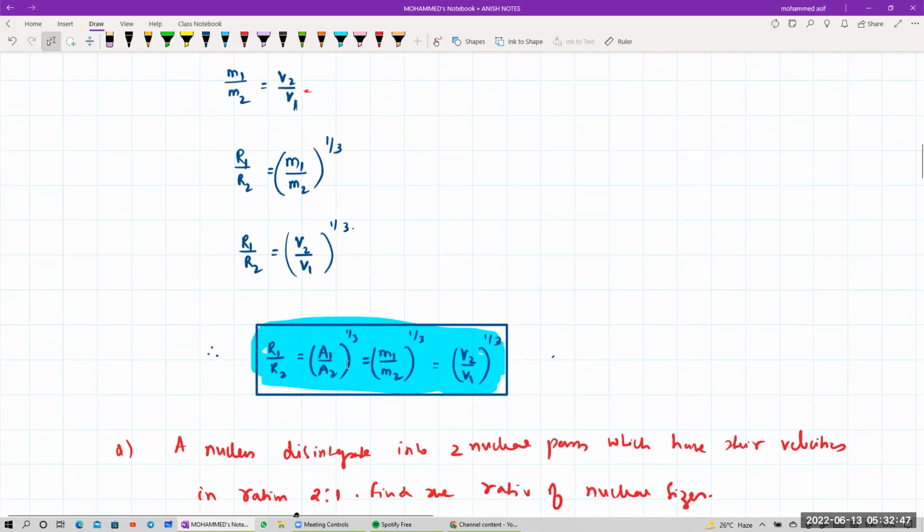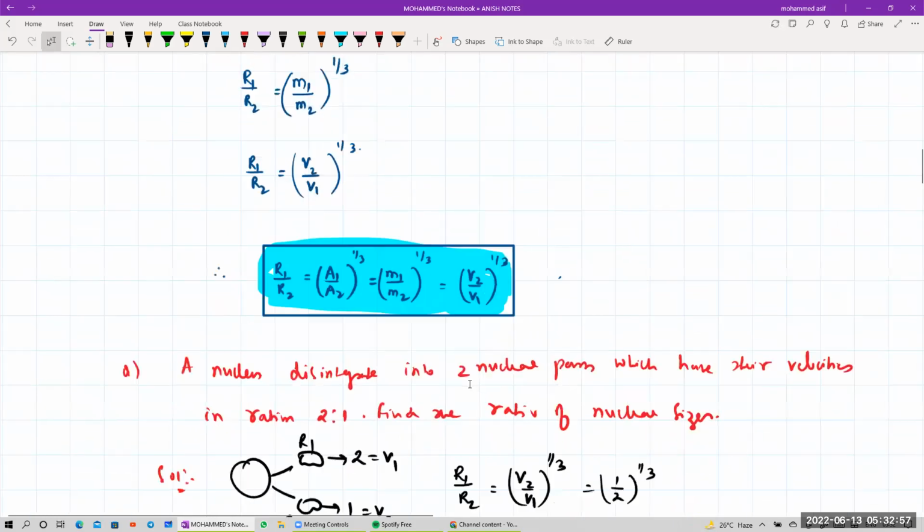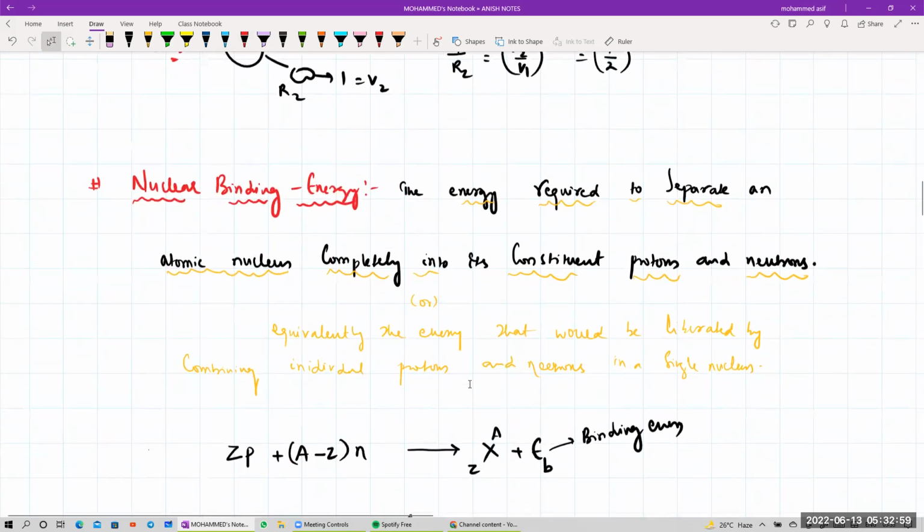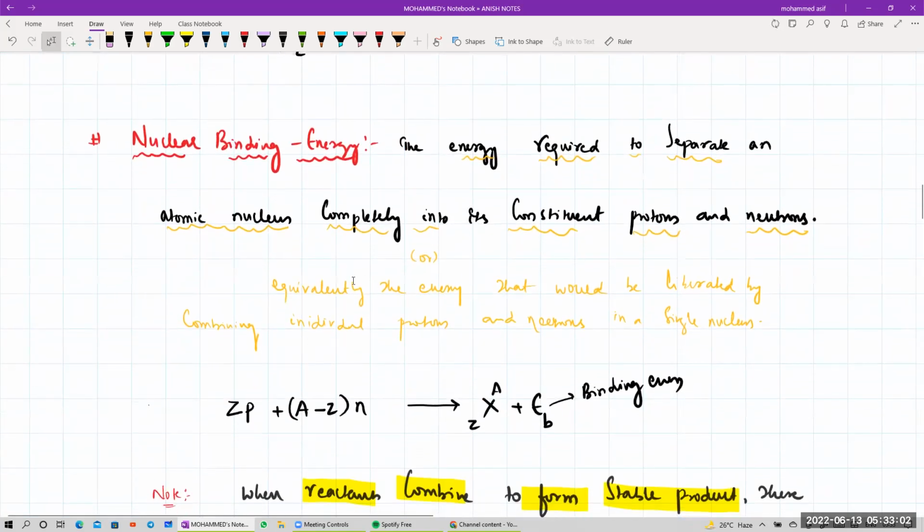So ultimately, what is the relation I got right now, beta? R1 by R2 is equal to (A1 by A2) to the power of 1/3. That is equal to (M1 by M2) to the power of 1/3, or that is (V2 by V1) to the power of 1/3. V1, V2 are nothing but what? Velocities. The next one I told you about is the nuclear binding energy formula.